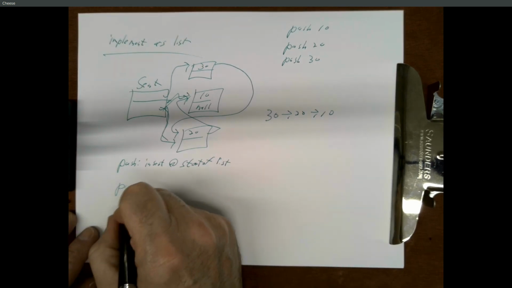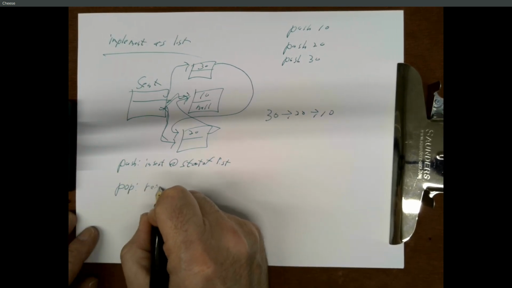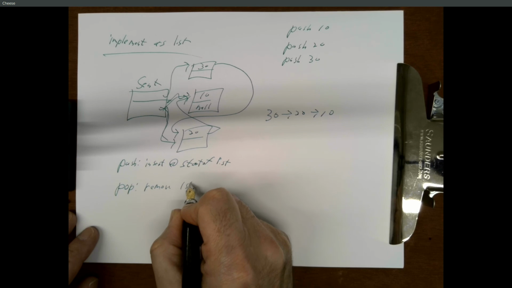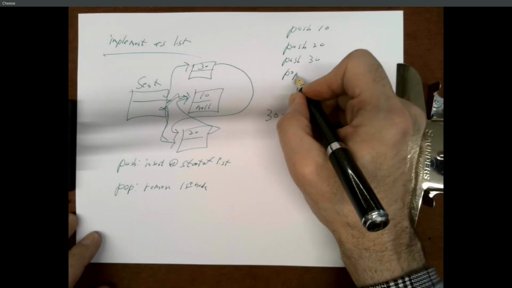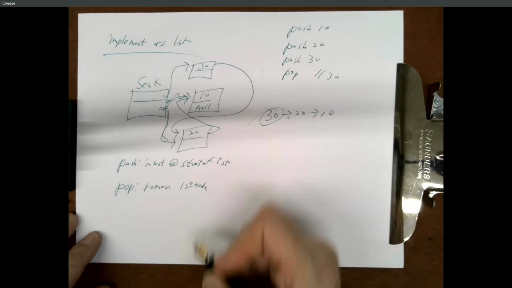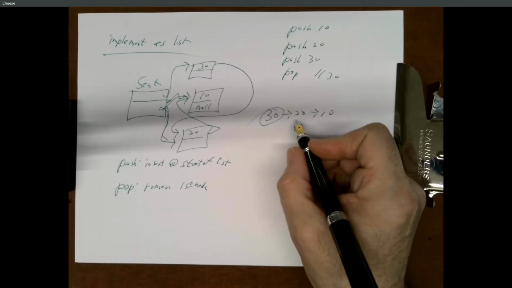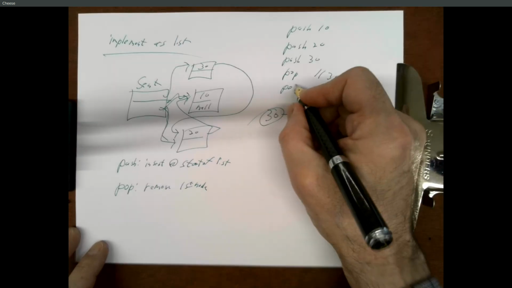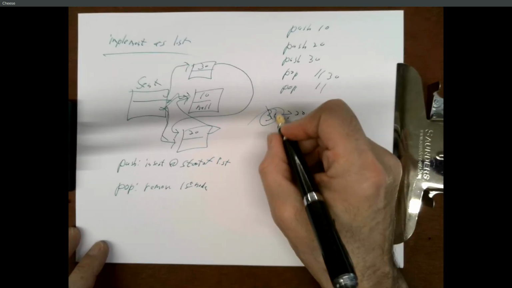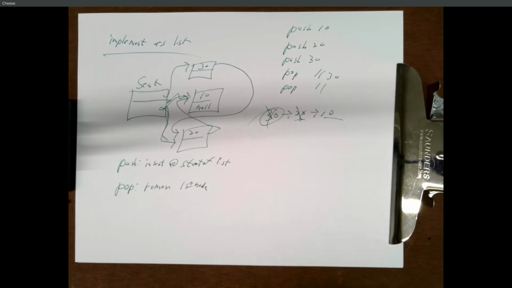When you pop, just remove the first node. So when we pop, that's going to give us a 30. We're going to remove it from the list. The 20 is now at the top of the stack. If we pop again, that's going to give us the 20. That gets removed. The 10 is at the top of the stack.